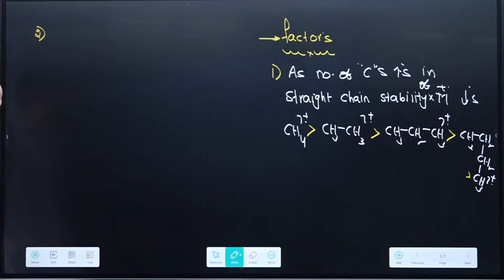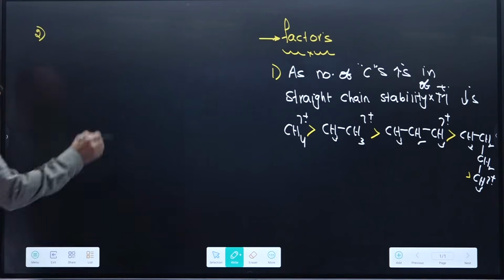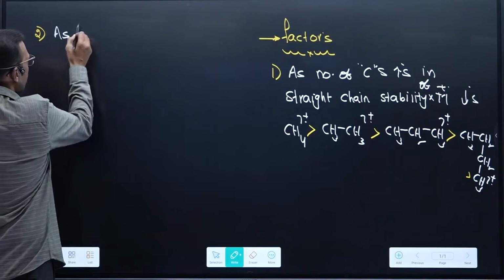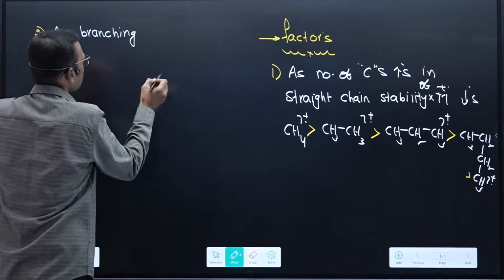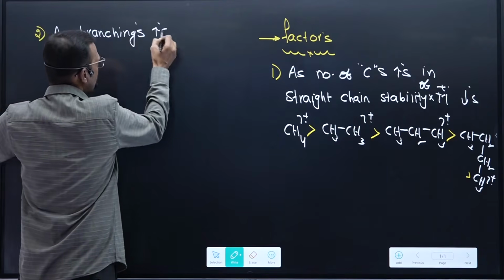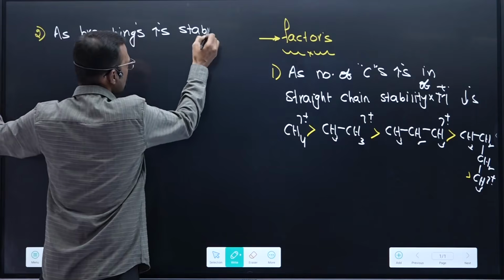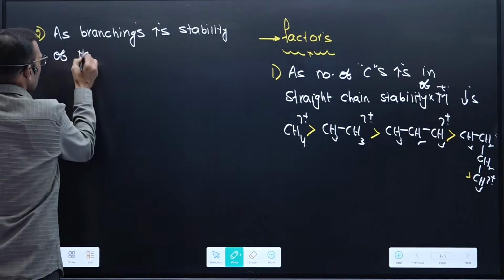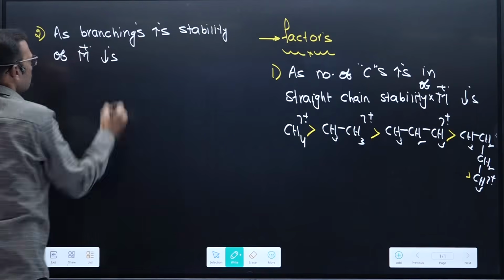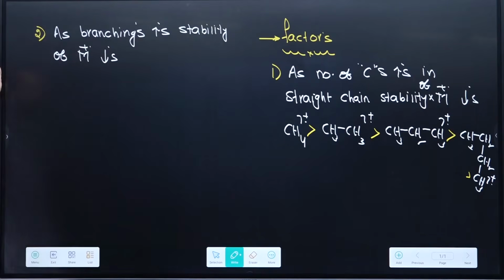The second factor which will influence the stability of the molecular ion: as branching increases, the stability of the molecular ion decreases.